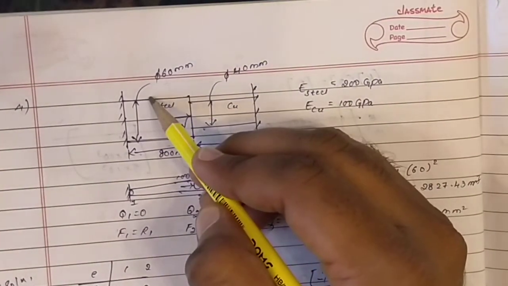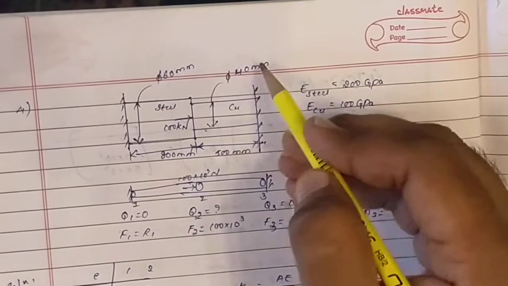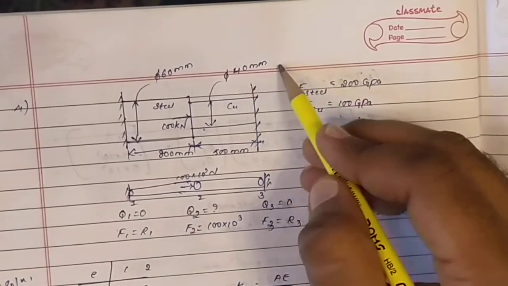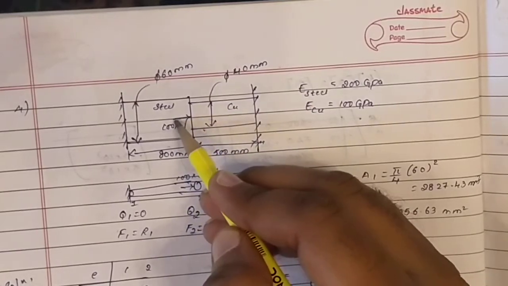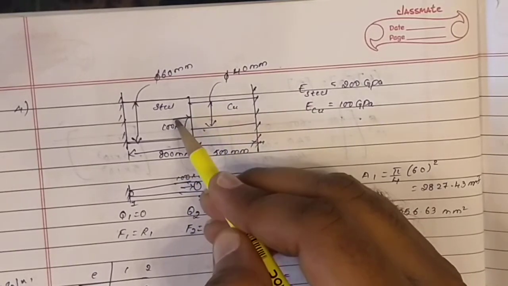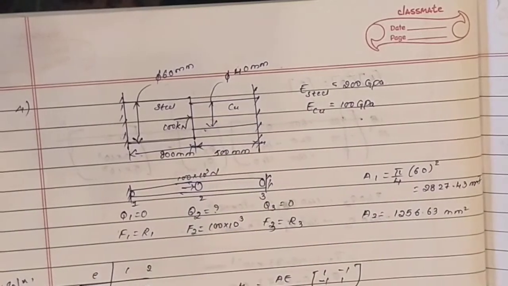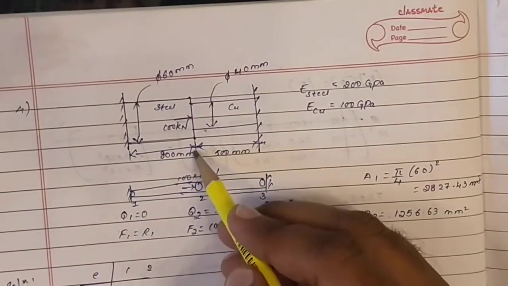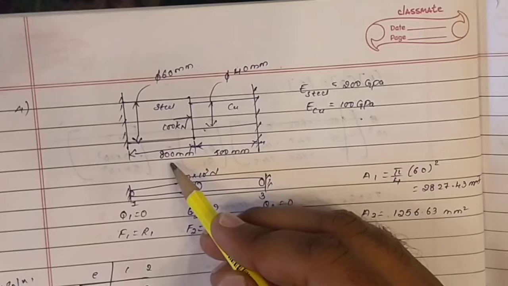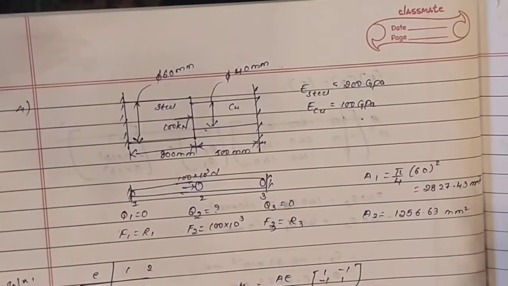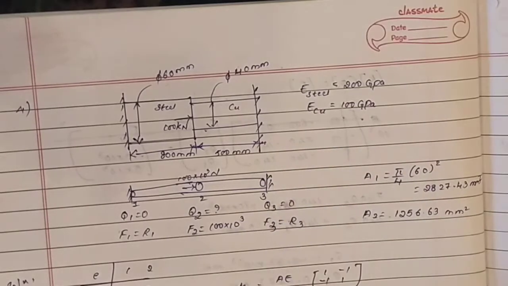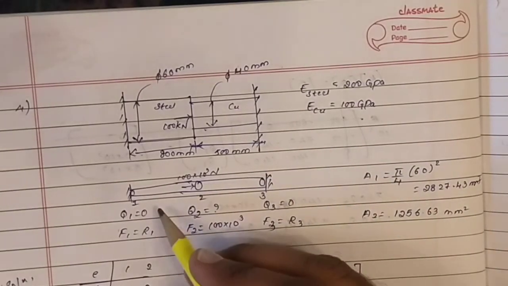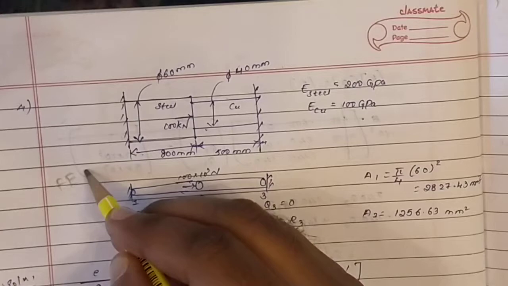The diameter of the first section is 60 mm, and the diameter of the second section is 40 mm. The first is steel, and here a load of 100 kilonewton is given at this point. The length of the first bar is 800 mm and the second bar is 500 mm. So just write the finite element model.